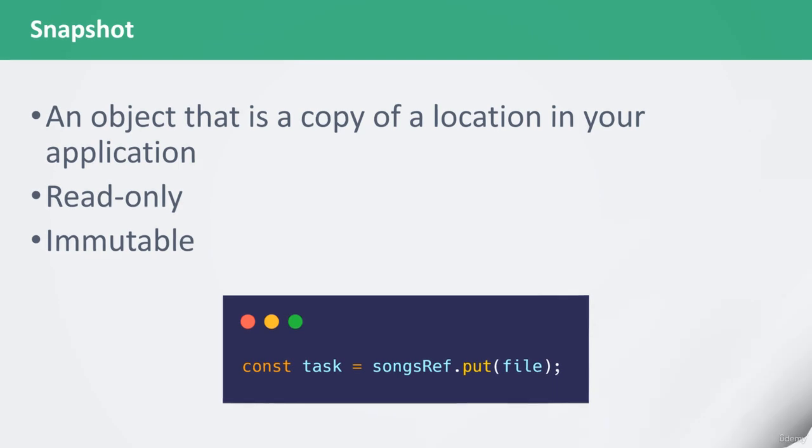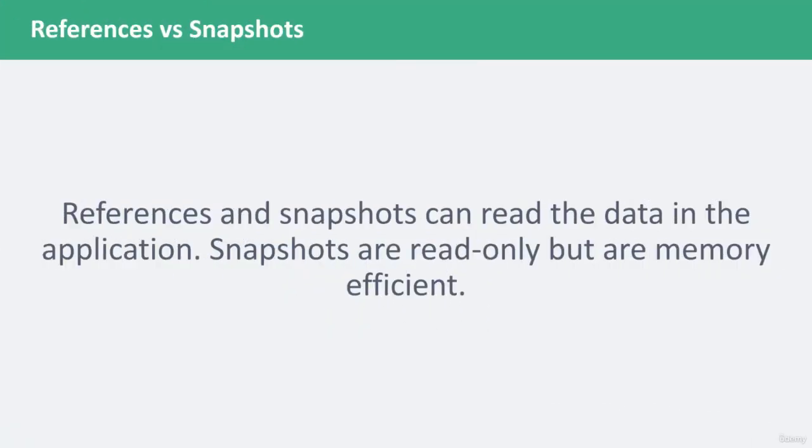In summary, references and snapshots allow you to read the data in Firebase. References can be used to manipulate the data in your application. However, snapshots are read-only objects. This makes them memory efficient. This is why Firebase has snapshots.